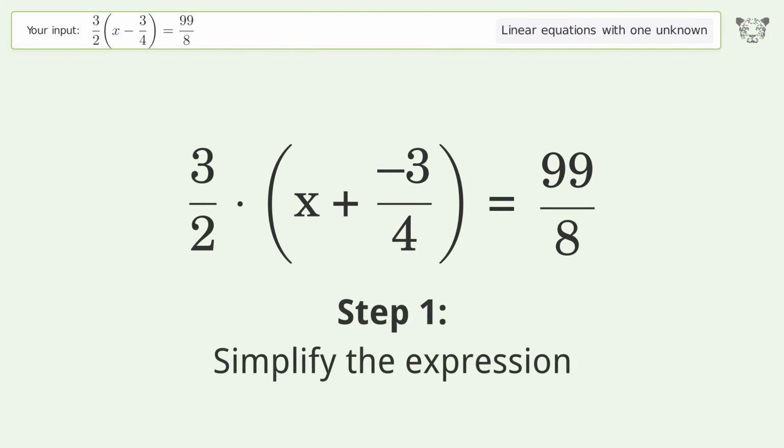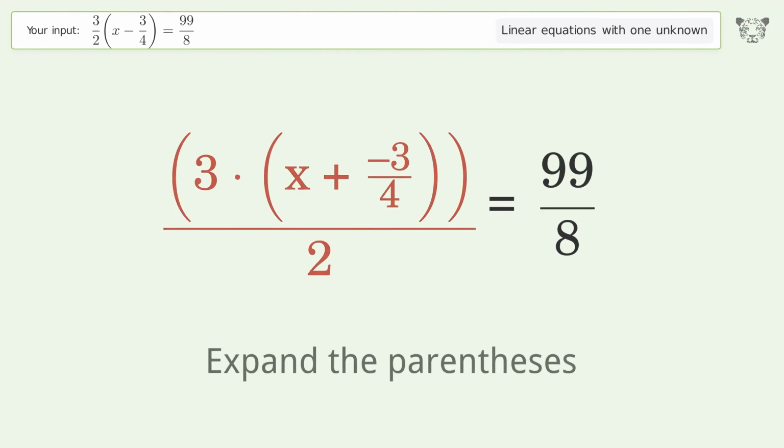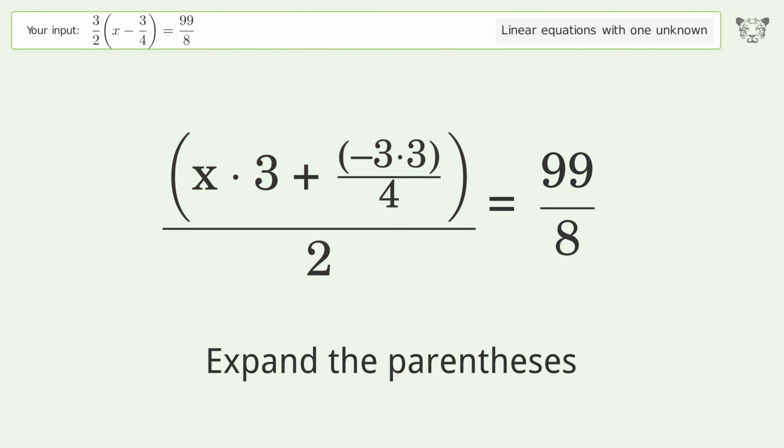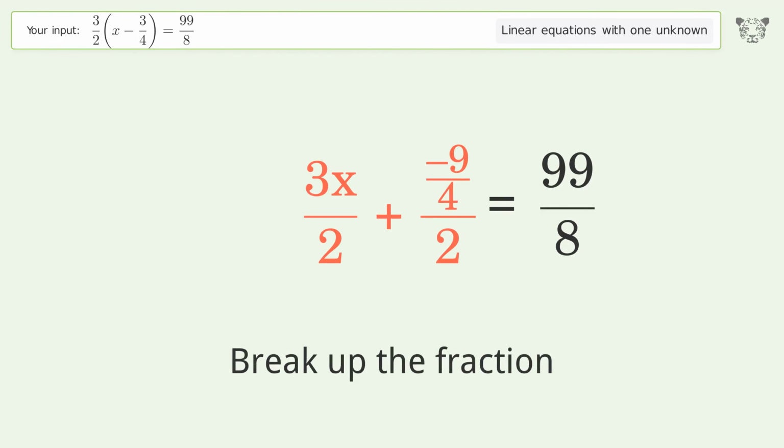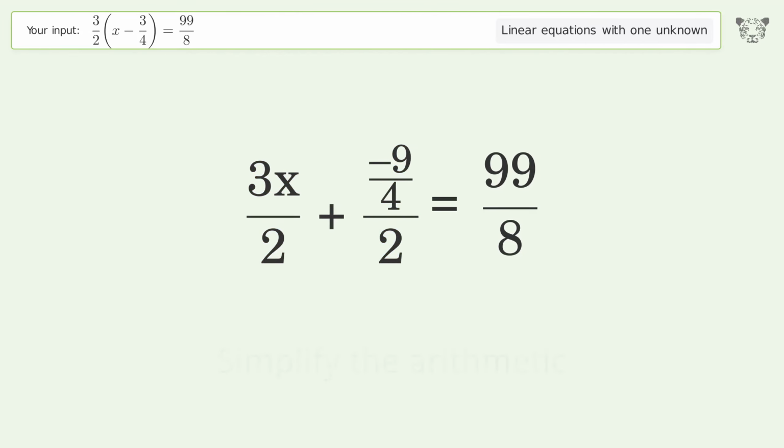Simplify the expression. Multiply the fractions. Expand the parentheses. Simplify the arithmetic. Break up the fraction. Simplify the arithmetic.